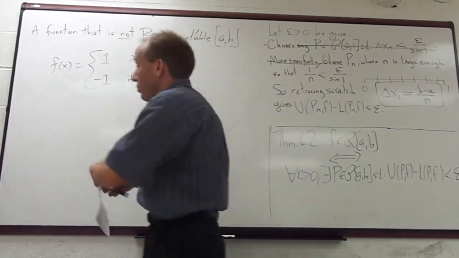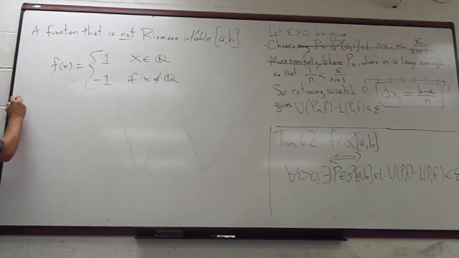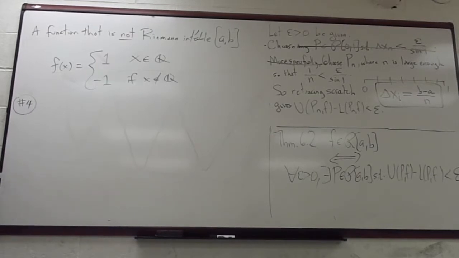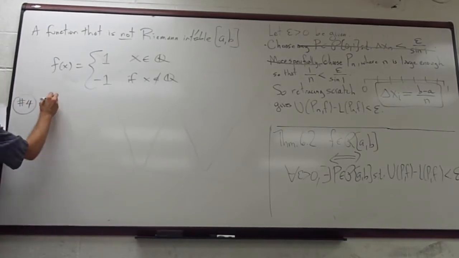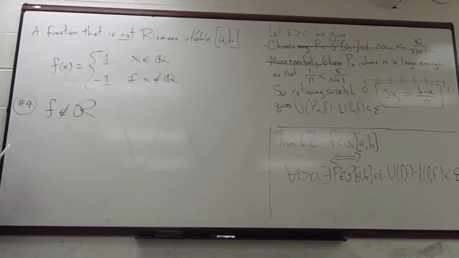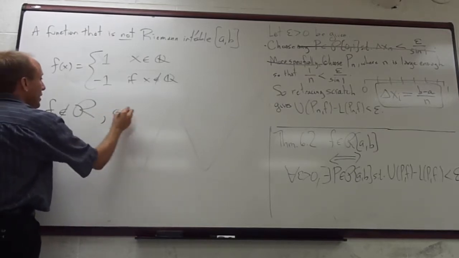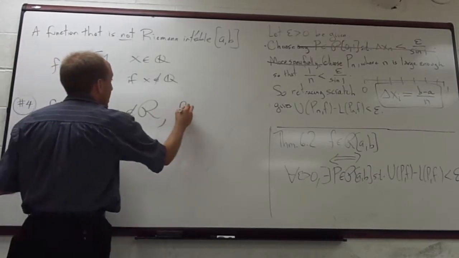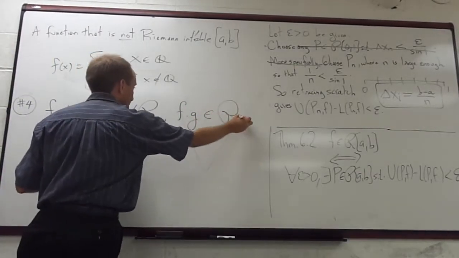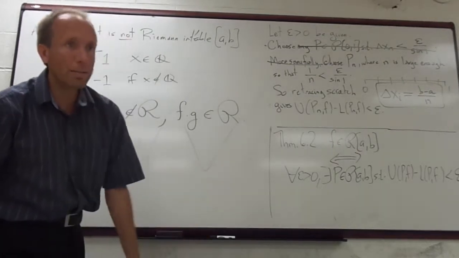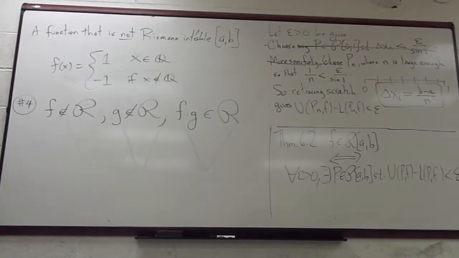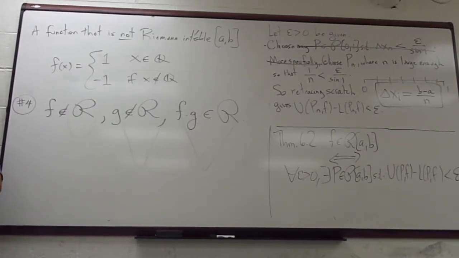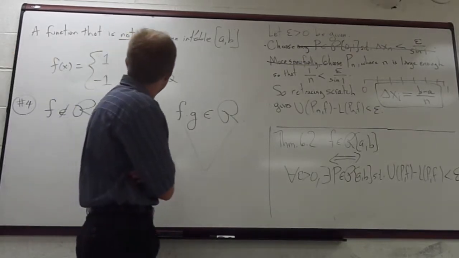So with that in mind, I want to do problem 4 on the handout here. I'm not going in order on these problems, but it says, give an example of two functions, f and g. I want f to be not Riemann integrable. I want g to be not Riemann integrable. But I want f times g to be Riemann integrable. So I'm going to give you 30 seconds to think about it, and then I'm going to see if anybody's got an idea.